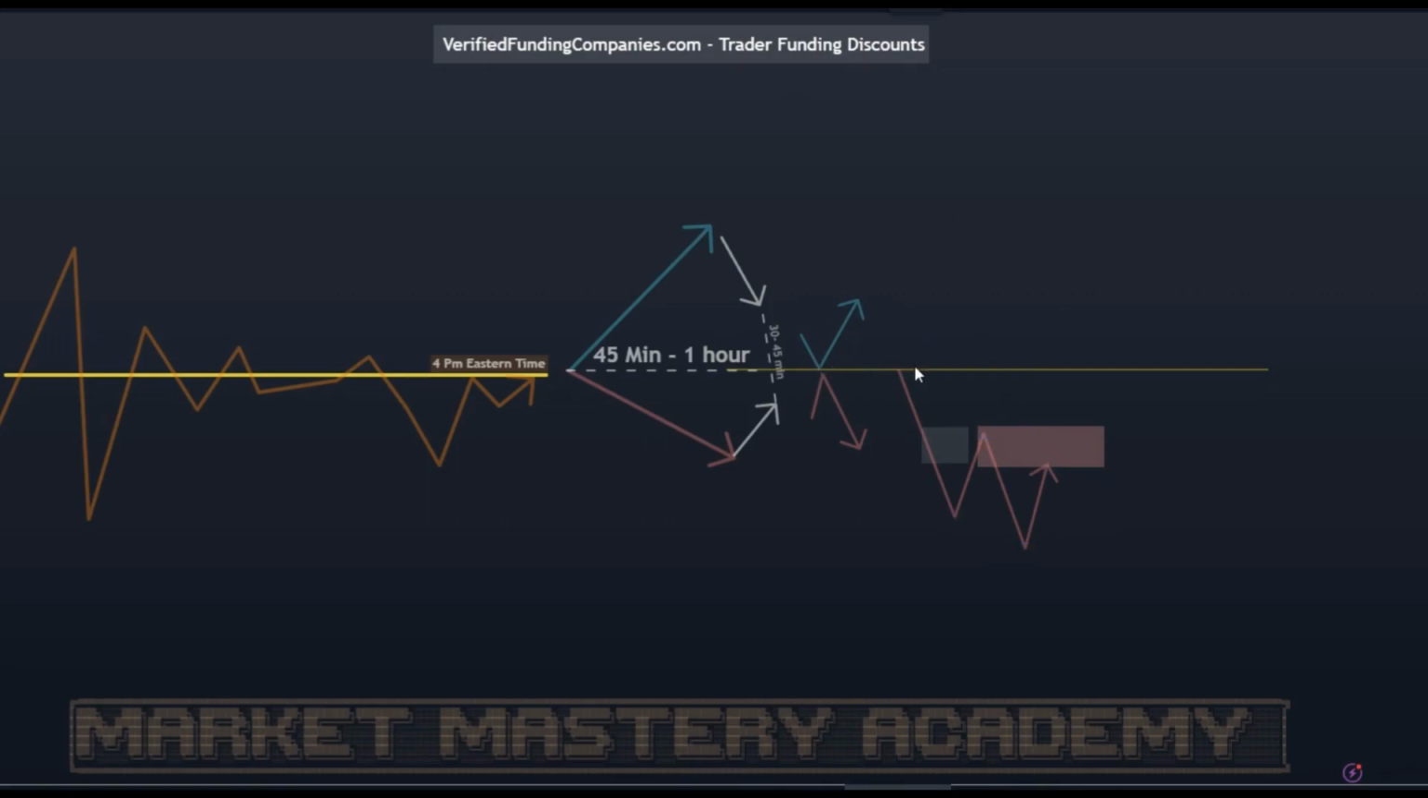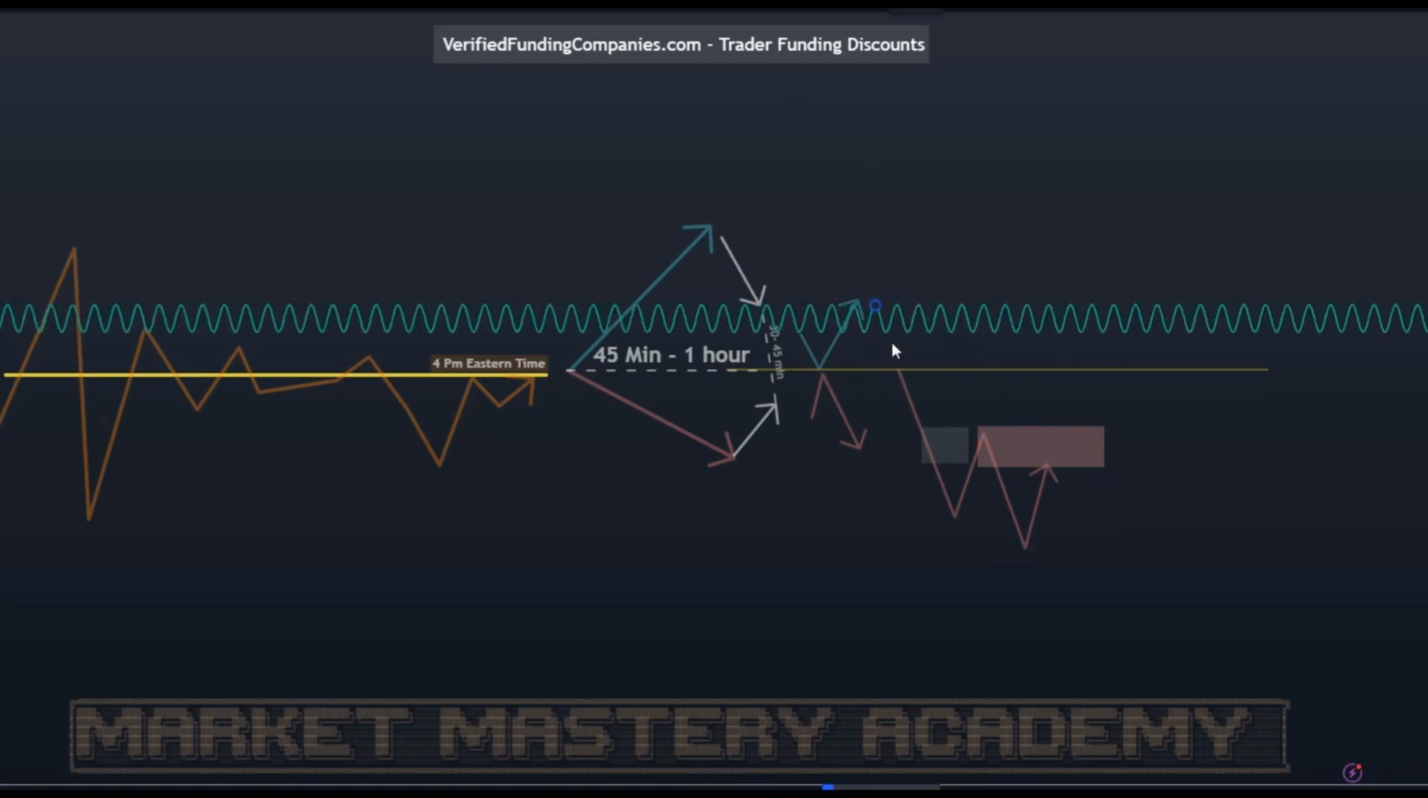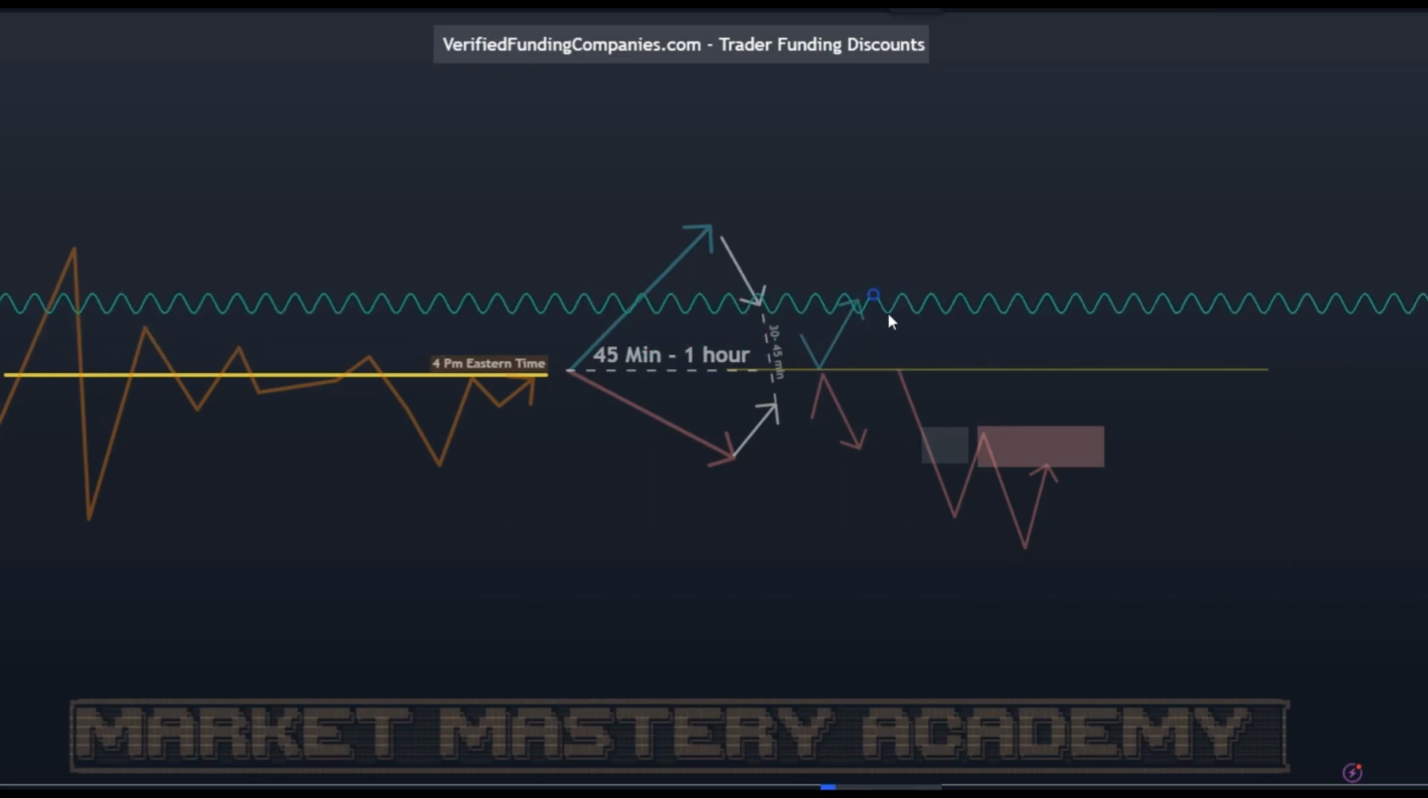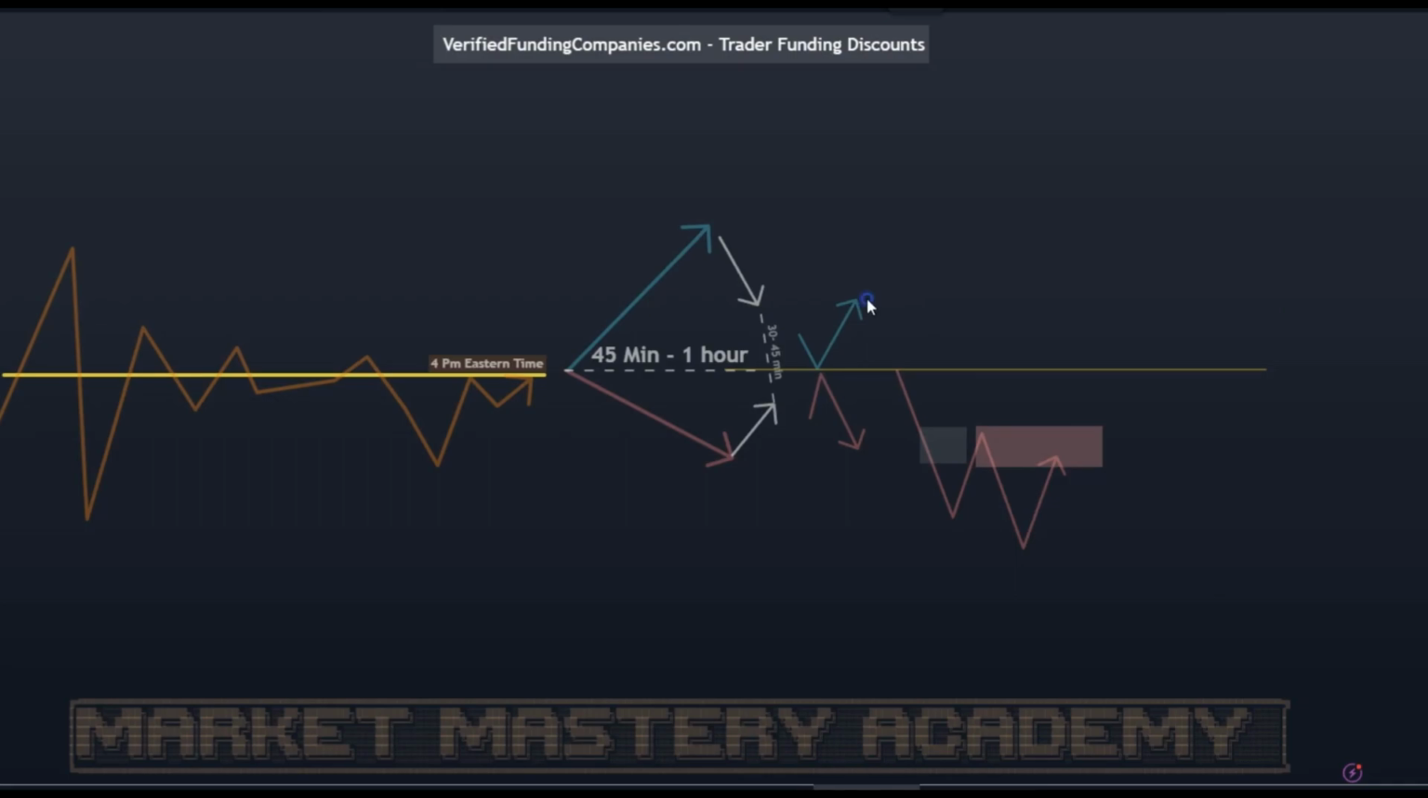Now let's say price came into it from this side. Does price come into it from this side? Bounce there. Does price come into it from this side? Bounce and pull off. Doing the same thing. Fair value gap forms, and then you would enter on that fair value gap.